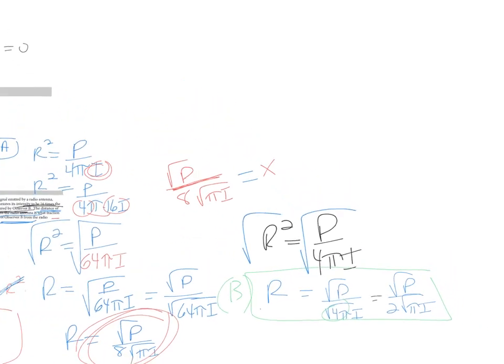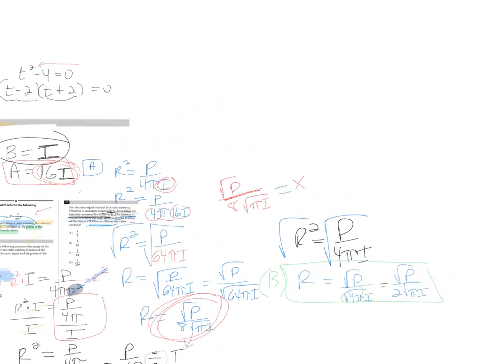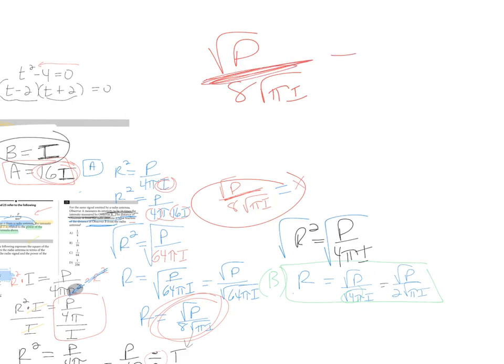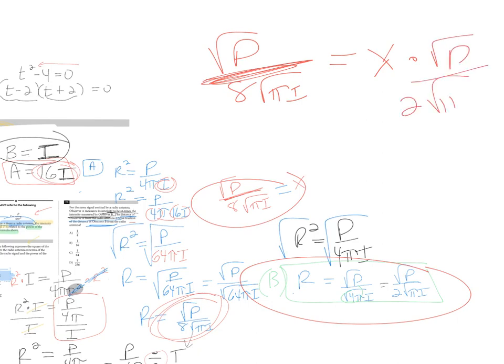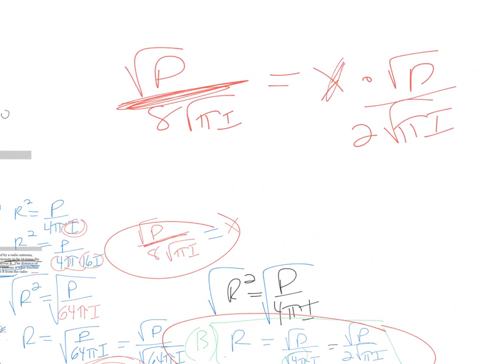So what is the question saying one more time? The question says the distance of observer A, radical P over 8 radical pi I, that distance, is equal to what fraction, x, of the distance from observer B. So x times radical P over 2 radical pi I. So this is the equation, and I'll rewrite it neater for you. This is the equation that we're going to use to solve for x.